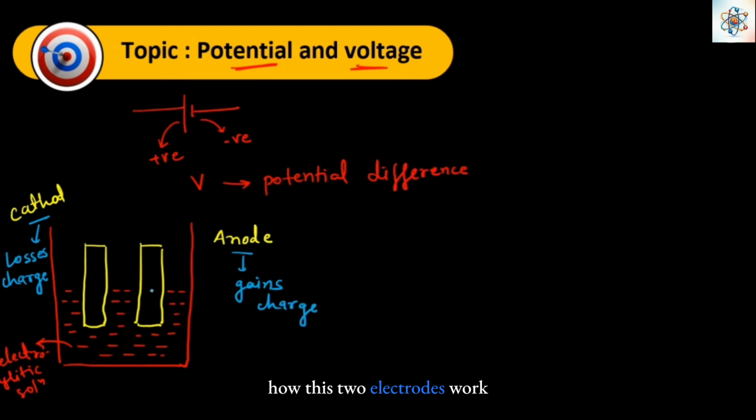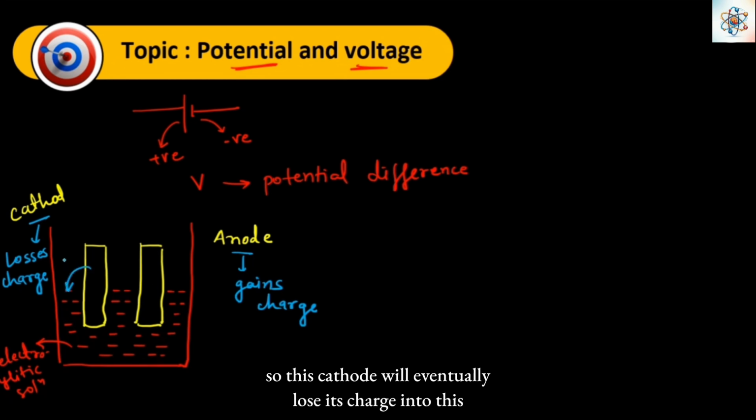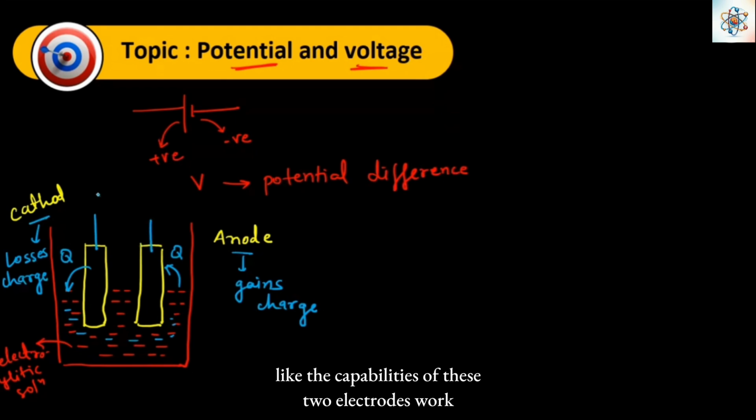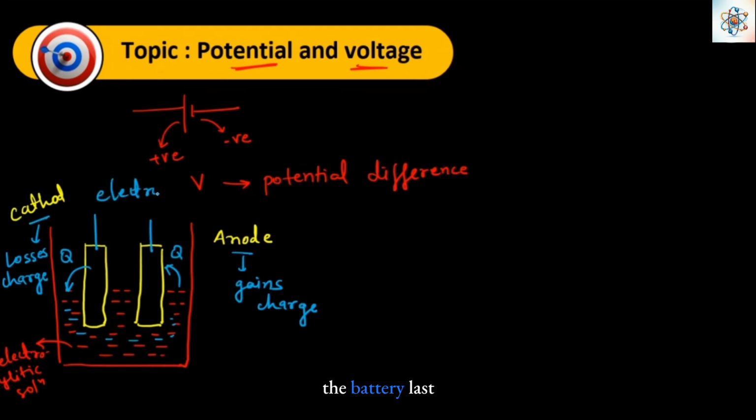Like how these two electrodes work. This is what I'm explaining. This cathode will eventually lose its charge into this solution, and through this solution, this charge will reach this anode, and this is how the anode gains charge. Until this procedure works, like the capabilities of these two electrodes work, the battery lasts.